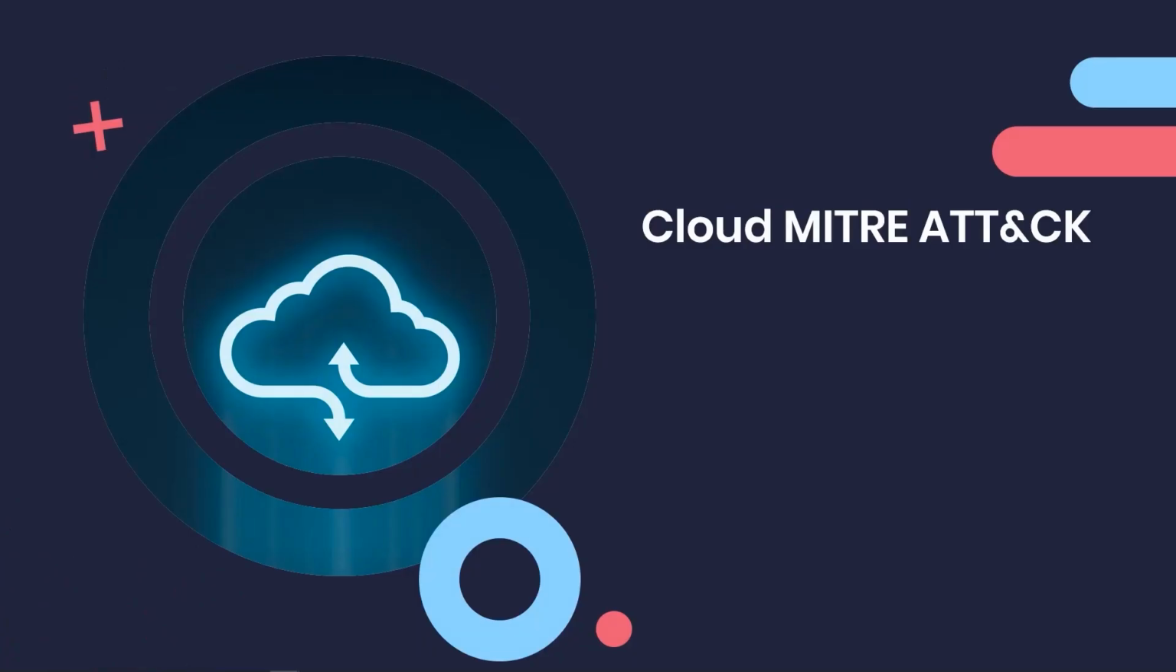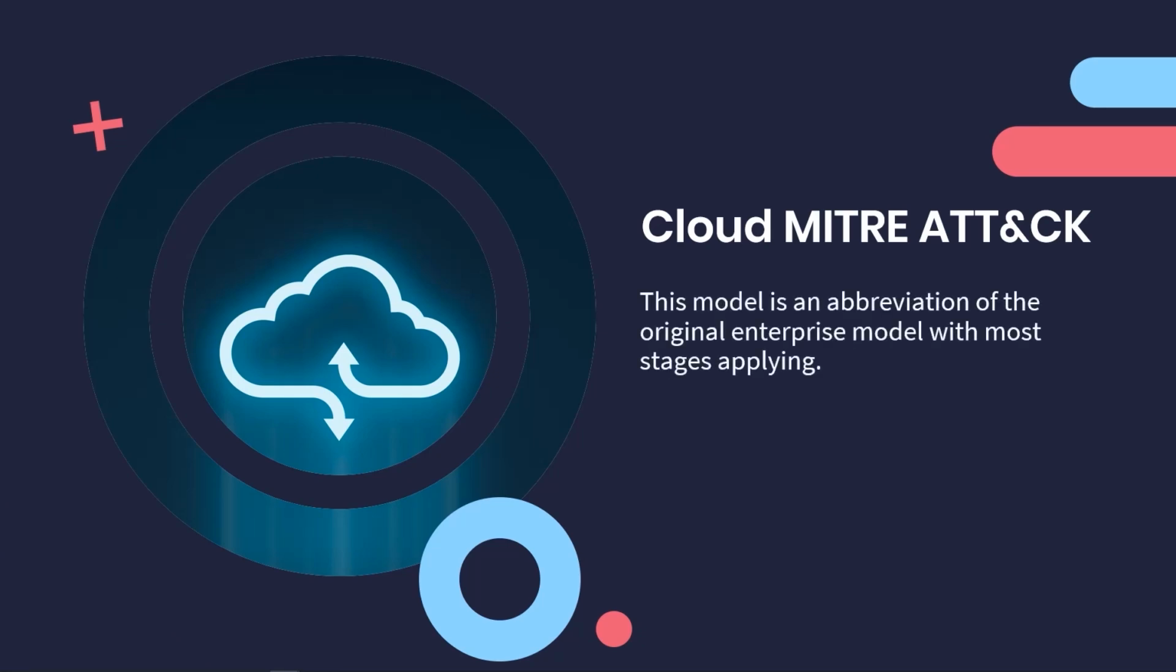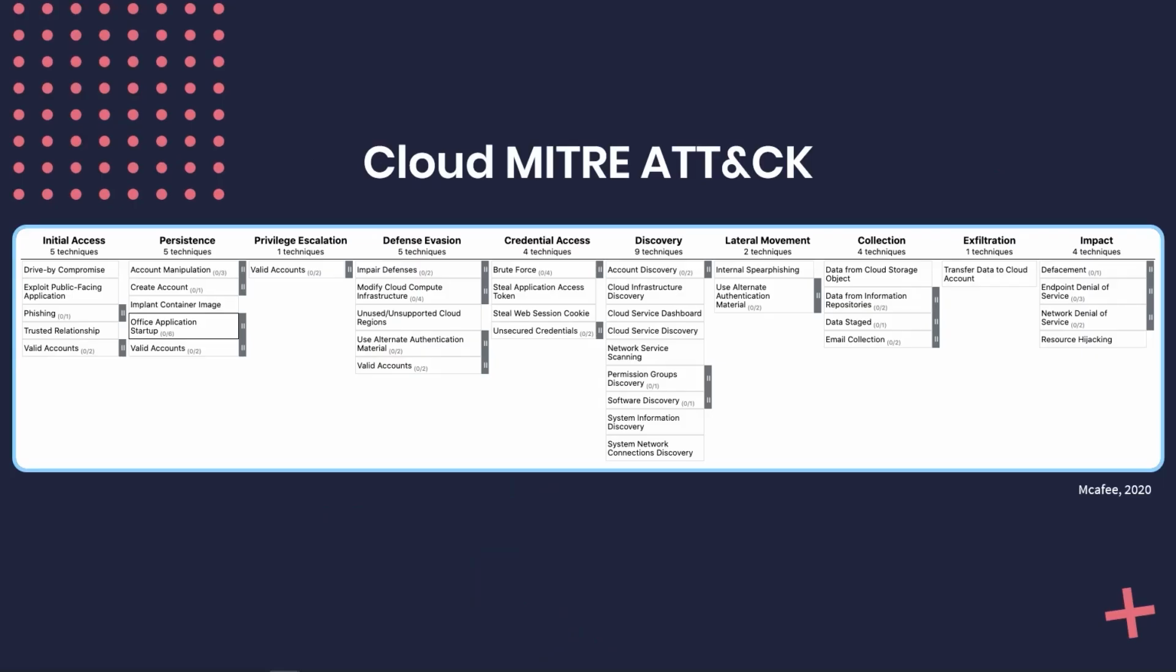The Cloud MITRE ATT&CK table we're about to show you is an abbreviated version of the original enterprise model. You'll notice that most of the stages in the enterprise model also appear in the cloud model. This is the MITRE ATT&CK illustration of the cloud matrix for an enterprise network. Again, you can see all the stages and the techniques used by the threat actor to breach the system. Feel free to snap and save this to examine more closely at your leisure.